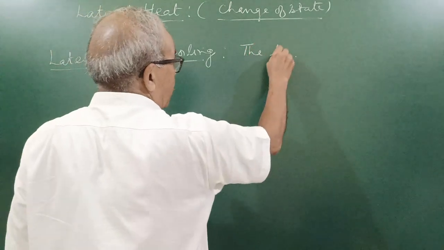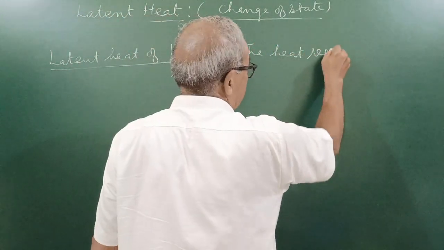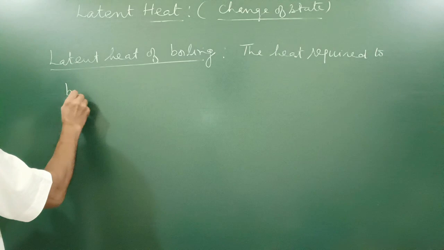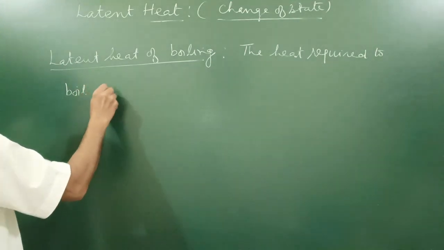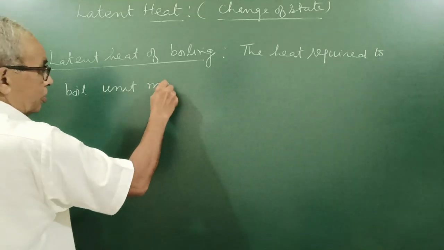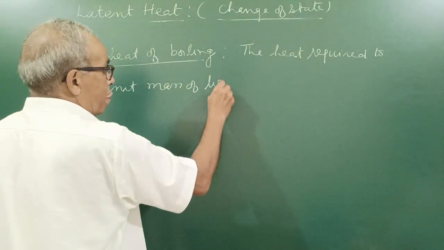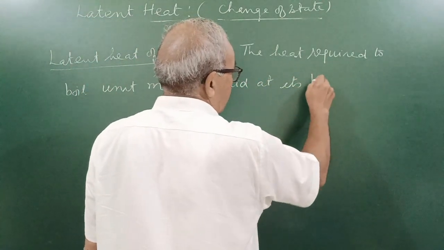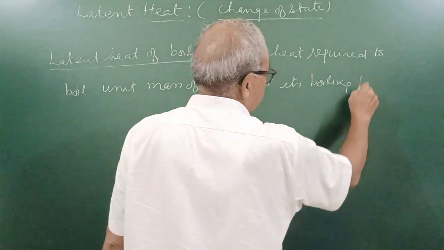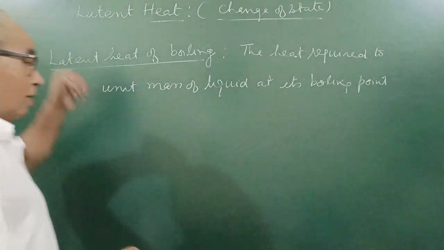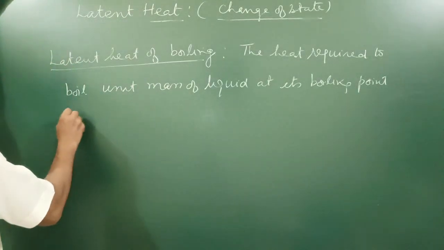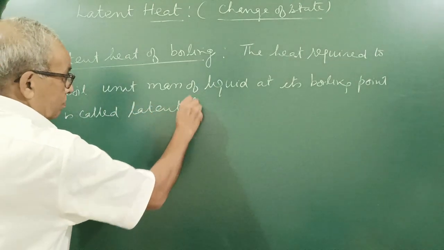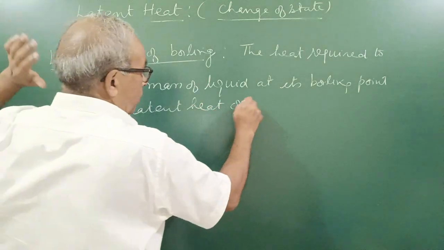But come to latent heat of boiling. The heat required to boil unit mass of liquid at its boiling point is called latent heat of boiling.